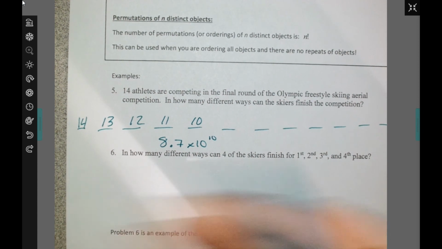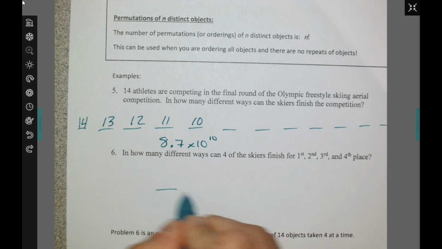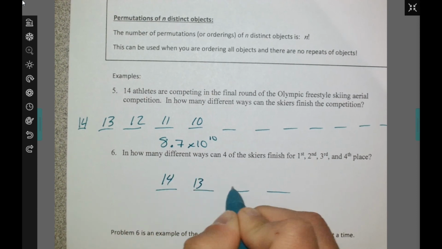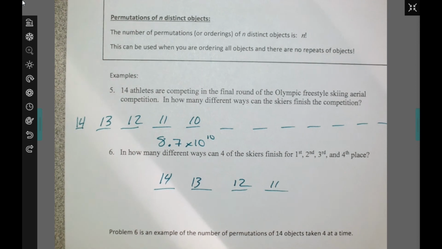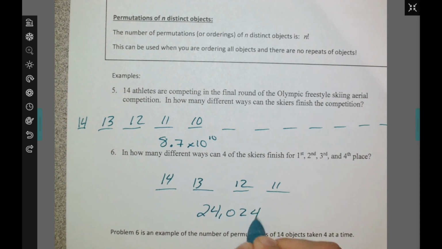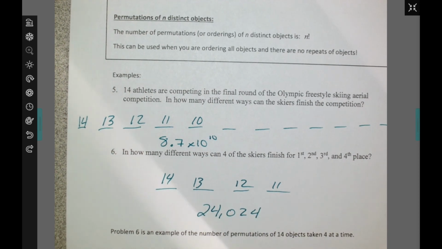For 6, they're just wanting first through fourth place. So you're going to go 4 blanks: 1, 2, 3, 4. Write your numbers in and multiply them. When you do 14 times 13 times 12 times 11, you get 24,024 different combinations.